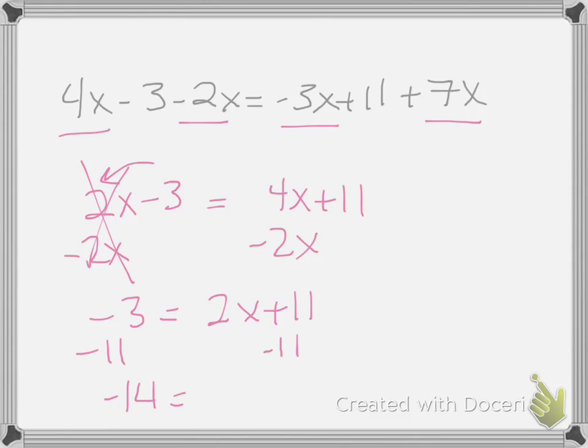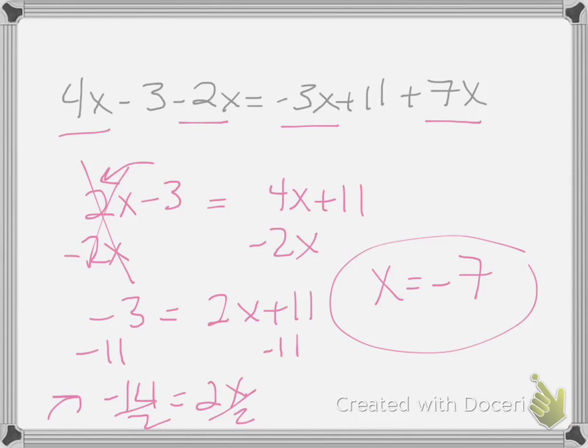Make sure you don't mess this up. Right now I'm multiplying by 2, so I need to divide to get rid of it. So x should equal negative 7. Again, don't lose that negative.